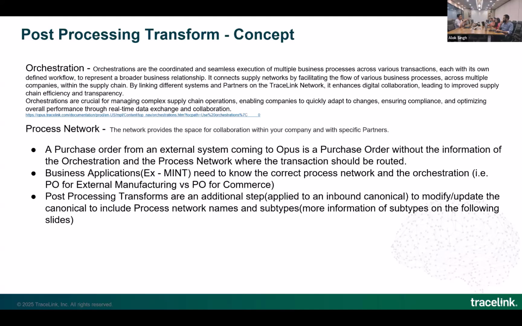Now, some of those transactions can also be common to other types of orchestration, but that also relates to how the business is done, how the different supply chain partners come together and perform the business for that orchestration. A couple of examples are external manufacturing, commerce, logistics, transportation, and serialized shipment is another orchestration. If you want to get into details of all this, you have this link. You can go to this link and go through all the orchestrations.